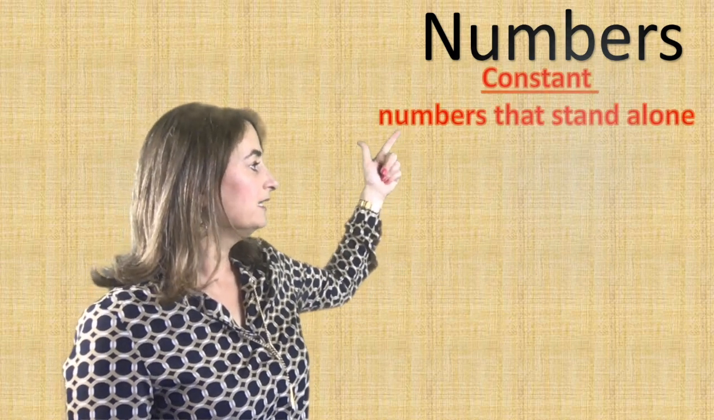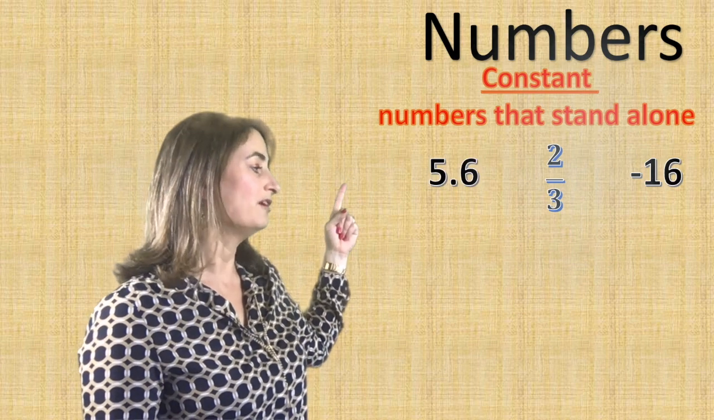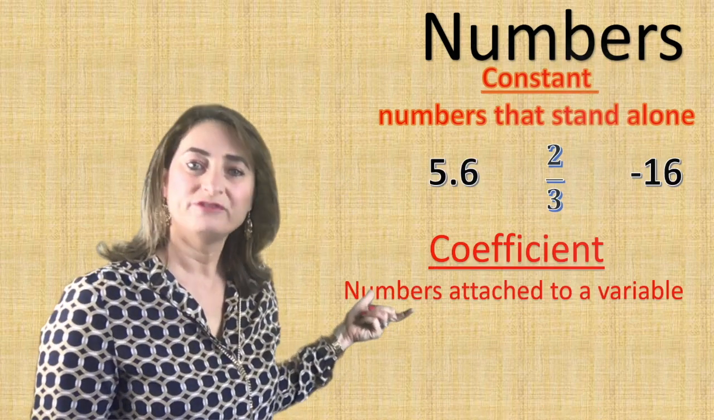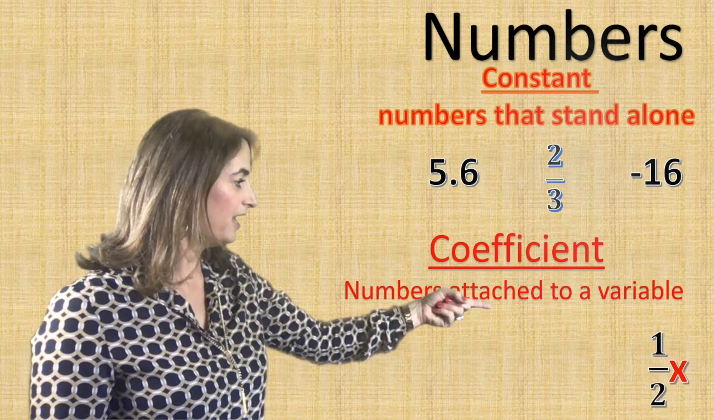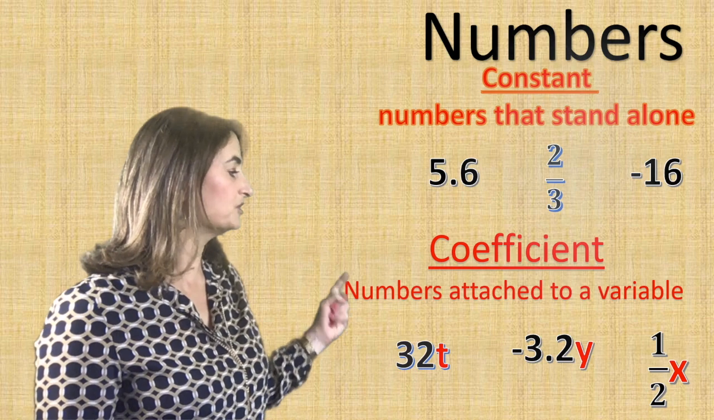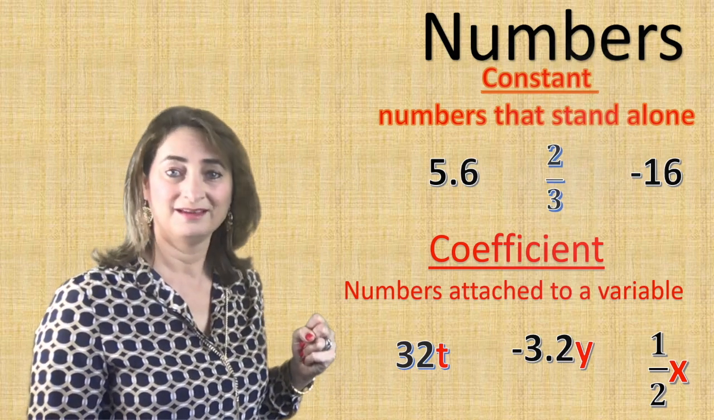Now, numbers themselves are in equations. How can we distinguish between a number that stands alone and a number that's attached to a variable? The numbers that stand alone are called constants, such as -16, 2/3, or 5.6. Numbers attached to a variable are called coefficients, such as half x, half is a coefficient, -3.2 is a coefficient, and 32 is a coefficient because it's attached to the variable t.